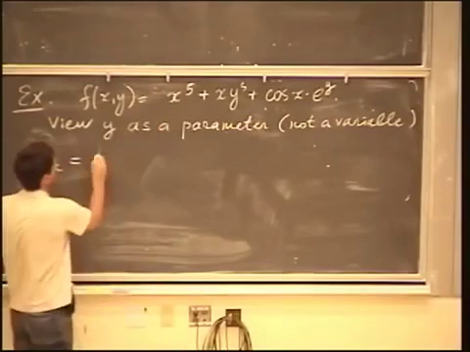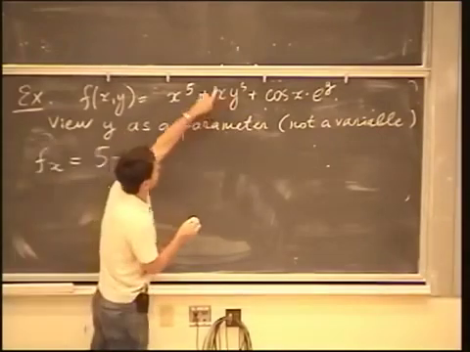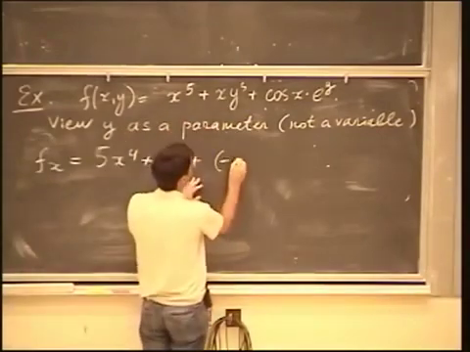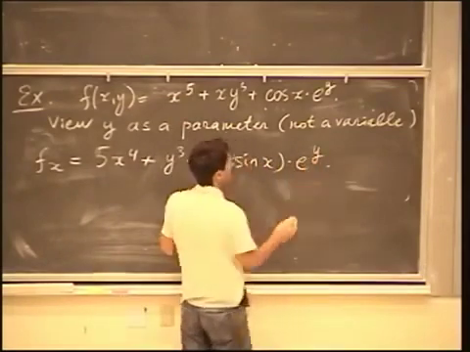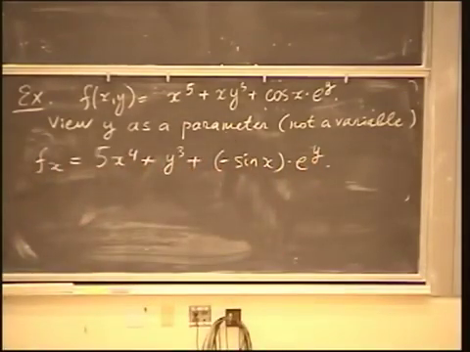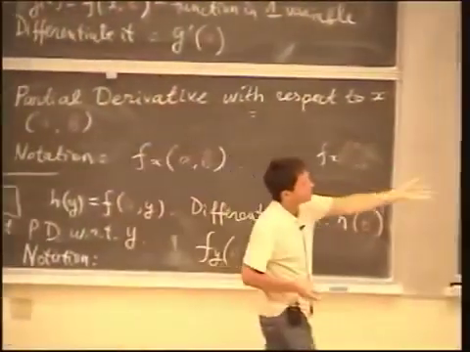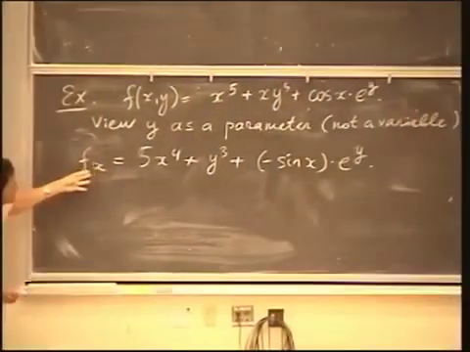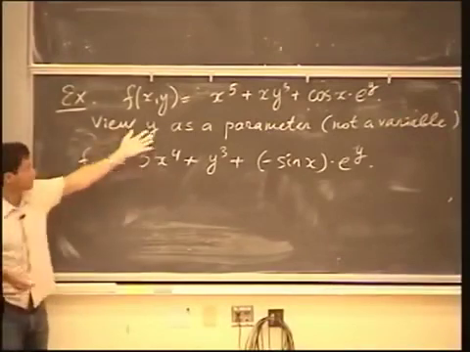And what do you see? You see x to the 5, so you get 5x to the 4th, plus differentiate this, it's y cubed, plus differentiate this, you get negative sine x times e to the y. And that's it. That's the answer. That's the way you write the answer. Now, if you are given some values for x and y, like a and b, you can substitute them and you'll get a number. But in fact, you can view this first partial derivative with respect to x as a function of x and y.